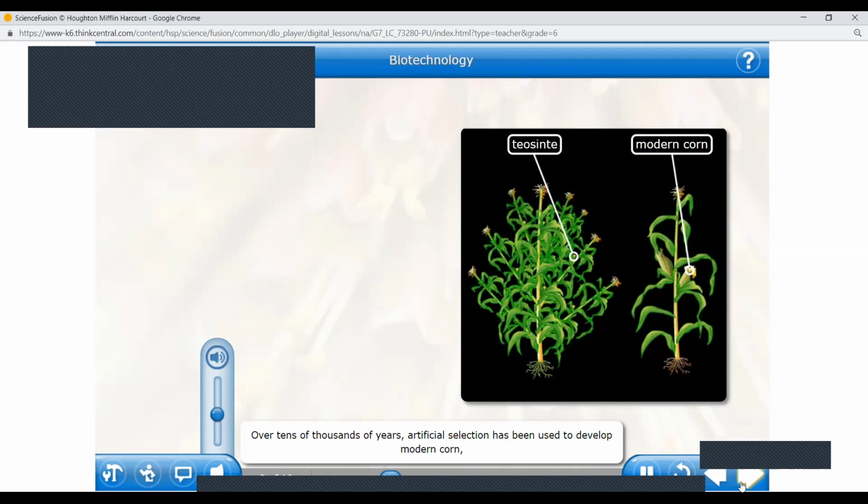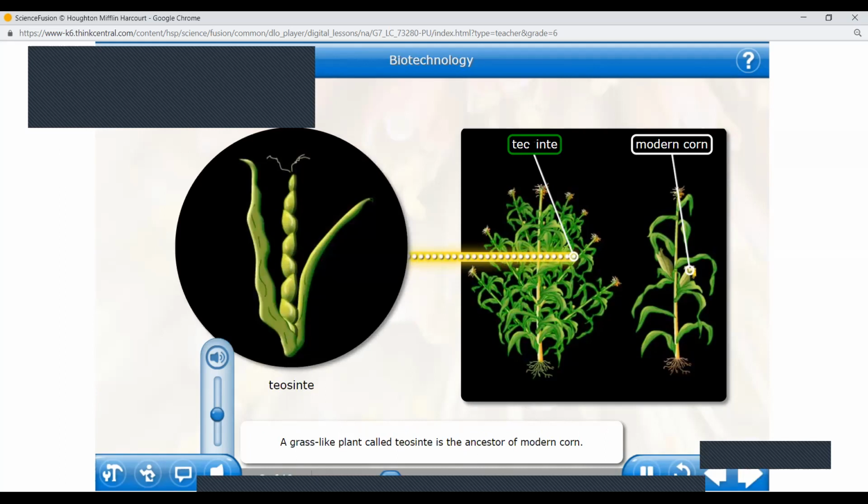Over tens of thousands of years, artificial selection has been used to develop modern corn, turning it into one of the world's most important food crops. Click the images to learn more about this application of artificial selection. A grass-like plant called teosinte is the ancestor of modern corn. It developed seed pods that produced a single row of small seeds. Teosinte originated in Mexico and Central America, where people used its seeds for food thousands of years ago.